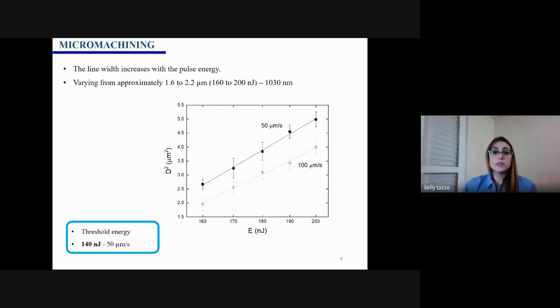From the microscopy images, it was possible to analyze the influence of pulse energy on the deposited lines and to determine the best deposition conditions. For each transferred group of lines, it was possible to measure the medium widths ranging from 1.6 to 2.2 micrometers. From these results, it was also possible to determine the threshold energy for deposition of 140 nanojoules.